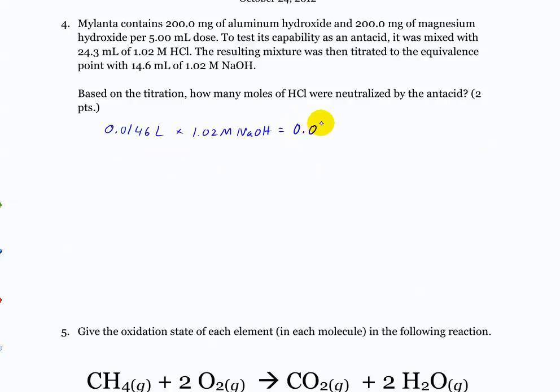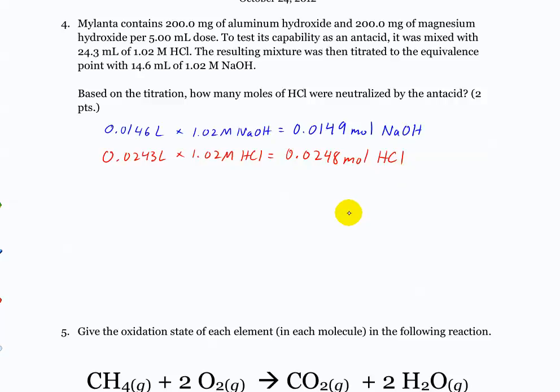0.0149 moles. Okay. And then for the HCl, how much you started with, you put in 0.0243 liters. So that means initially you had 0.0248 moles of HCl. Okay.